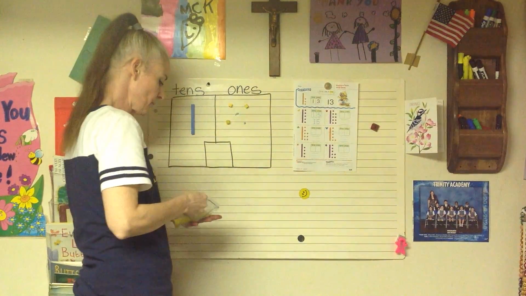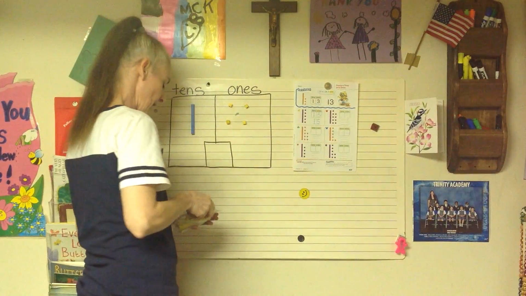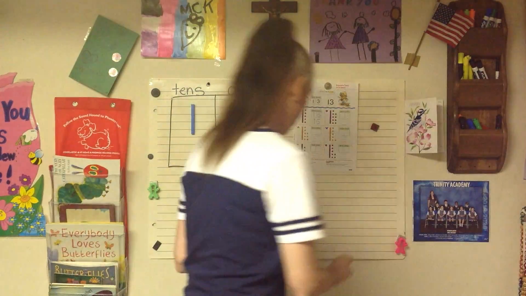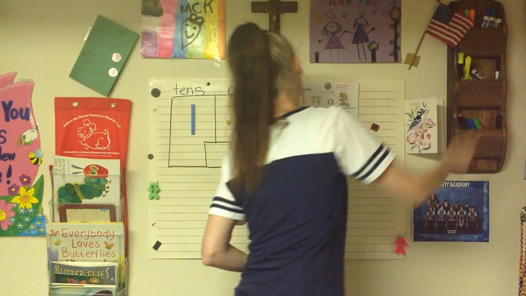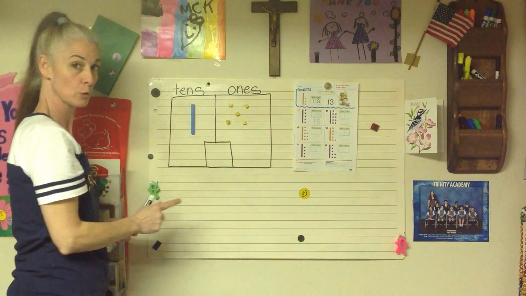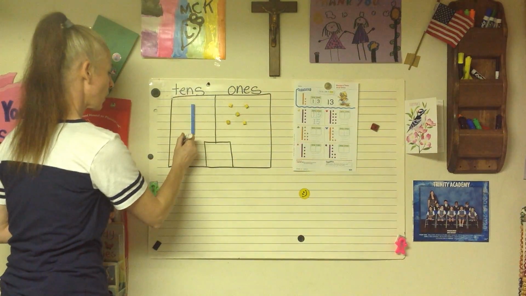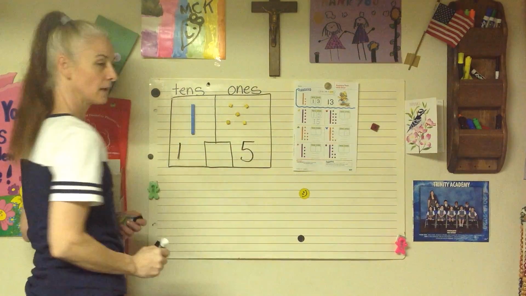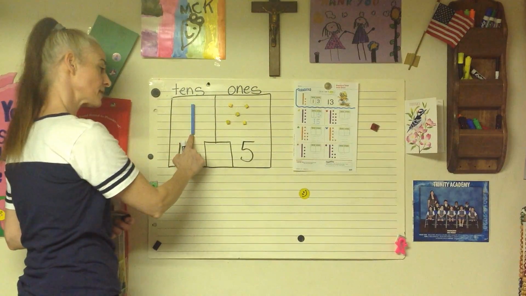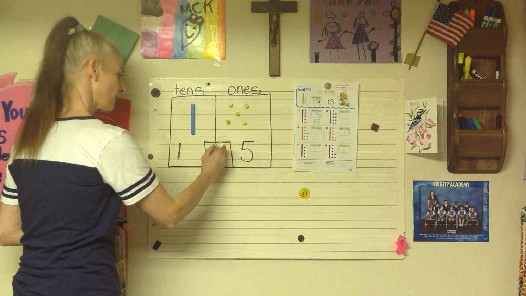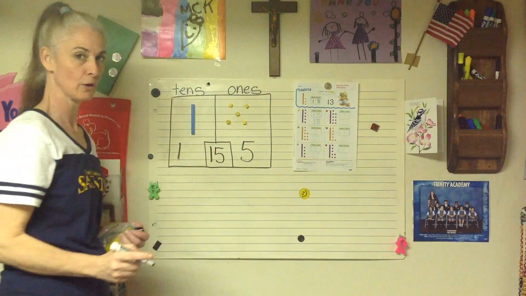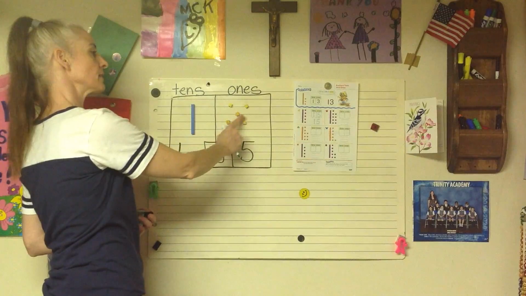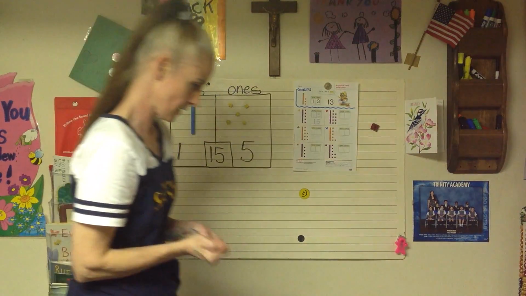So we have 1 group of 10 and 5 ones. One more. So we remember how we recorded here? How many tens? 1 group of 10. How many ones? 5 ones. And then this is our new number. 1 group of 10 and 5 ones is 15. You can go like this too. 10 and then count up. 11, 12, 13, 14, 15. Okay, I'll do another one.